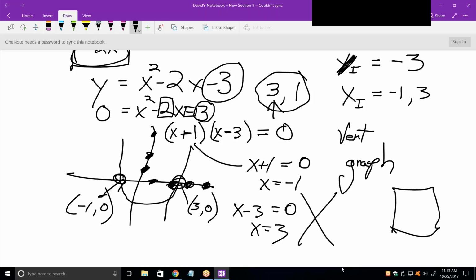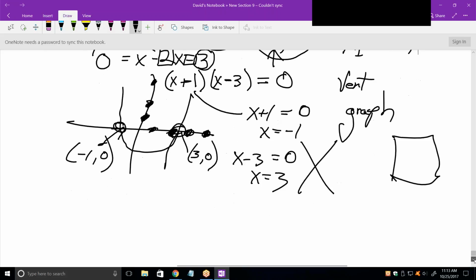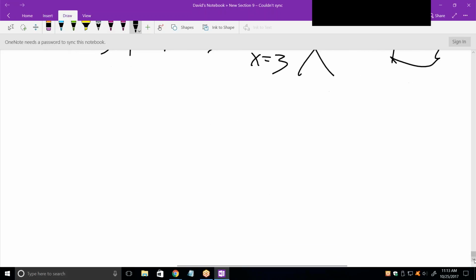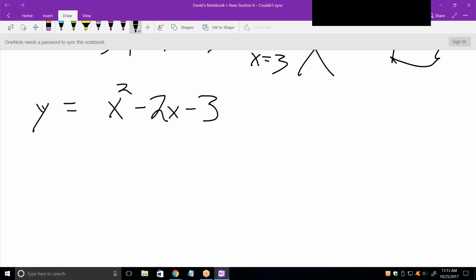Now let's talk about the vertex. What is the easy way? Let me rewrite it. It was x squared minus 2x minus 3. That was y. What's the formula for the vertex? How do I find the vertex? x equals -b over 2a.